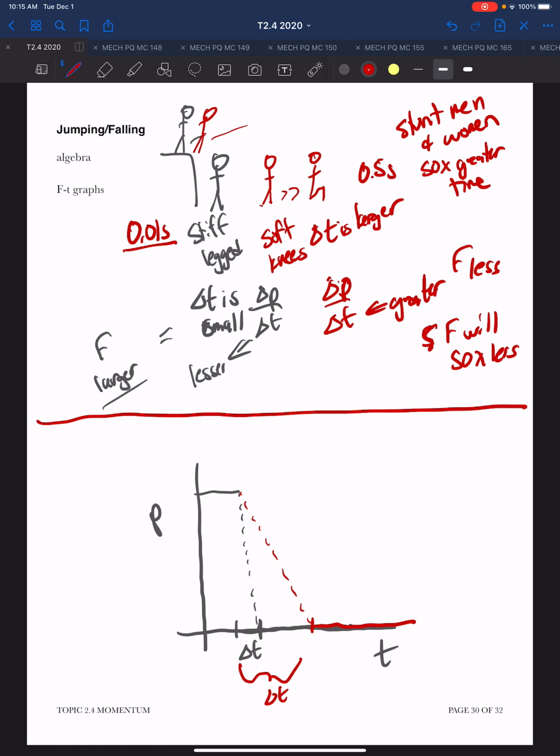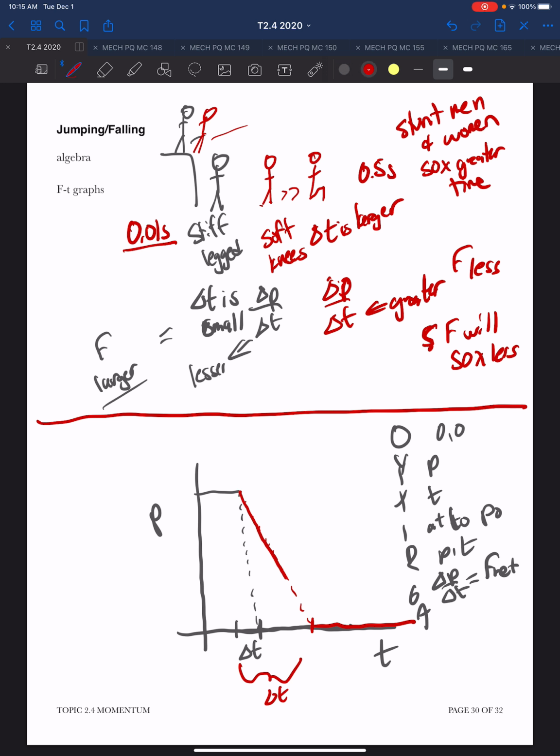Now, if we look at a graph of this, origin is 0, 0, y-axis is momentum, x-axis is time. The intercept at t equals 0 is the initial momentum. What we can read is momentum and time off this graph, and the slope is delta p over delta t. The rate of change of momentum is the net force. So we can see in the red case, we have a smaller slope. That means a smaller force. And in the stiff-legged case, we have a greater slope, so we have a greater force, showing up as the slope in that graph.